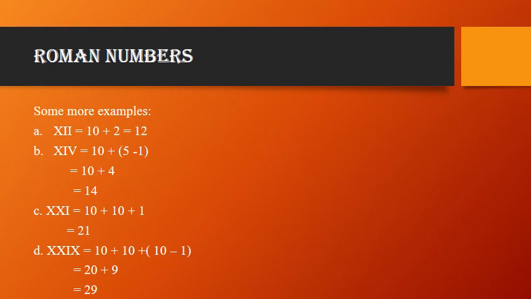Now comes the last one. XXIX. If you will see, again I is a smaller value which is put before X. Right? So here the first X value is 10. Second X value is 10. Now I is before X, smaller is before the greater one. So we'll do subtraction, rule number D, children. So 10 minus 1. So 20 plus 9 is equal to 29.